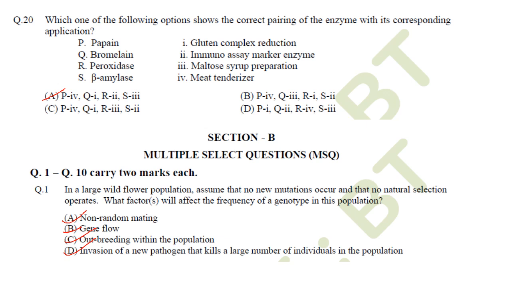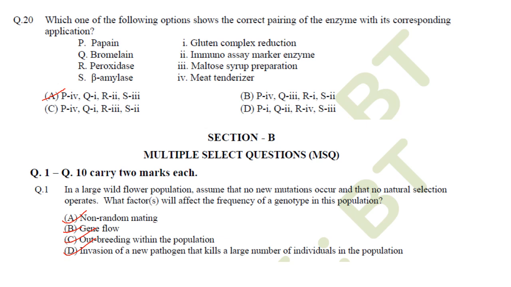In a large wildflower population, assume that no new mutations occur and that no natural selection operates. So it is in Hardy-Weinberg equilibrium. What factors will affect the frequency of a genotype in this population? Non-random mating. Yes, Hardy-Weinberg is for random mating.